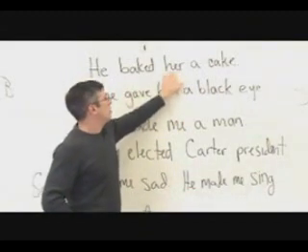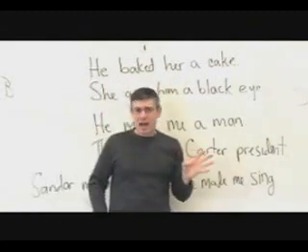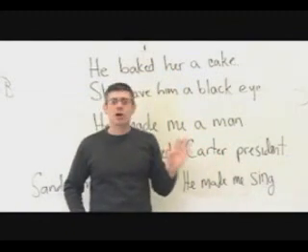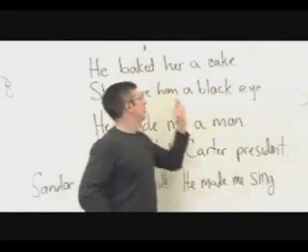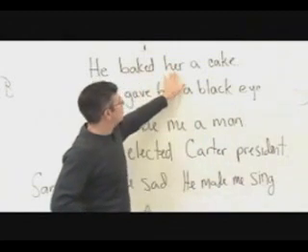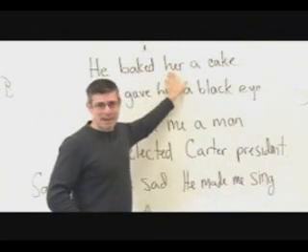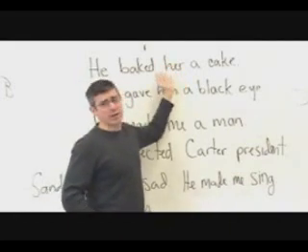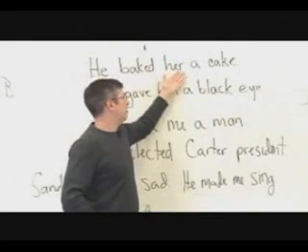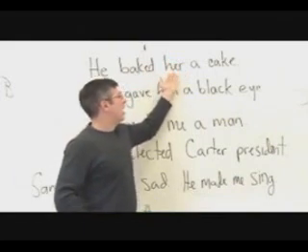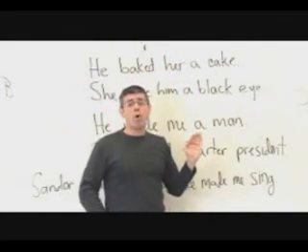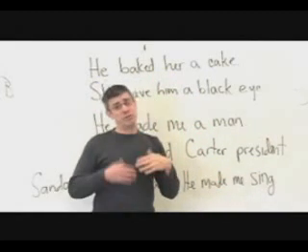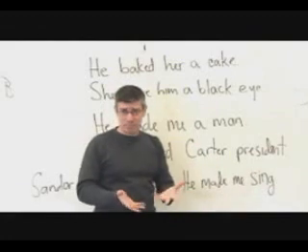But we have this her in here. Now, her is not the direct object. If you ask, what did he bake? The answer isn't her, I hope. Her is what we call the indirect object. And the indirect object is a noun or a pronoun for whom or to whom the direct object was made or given.